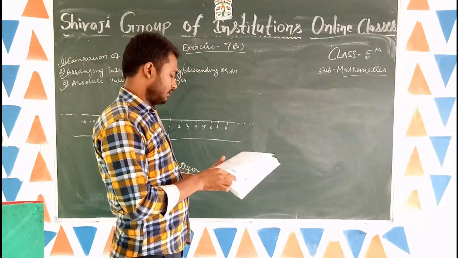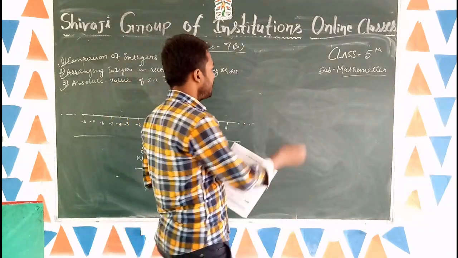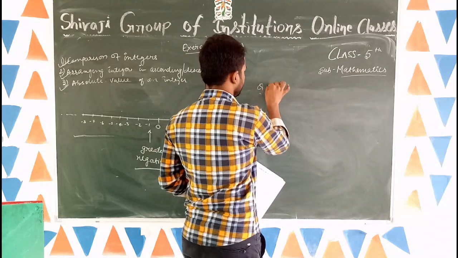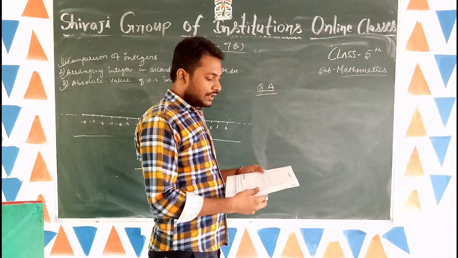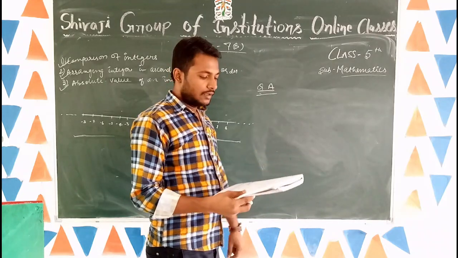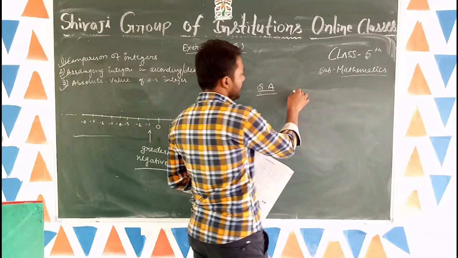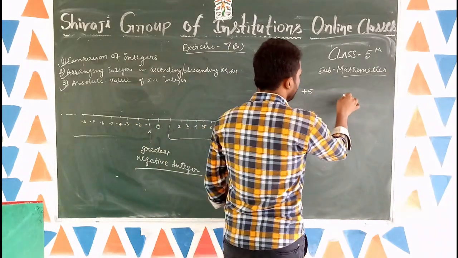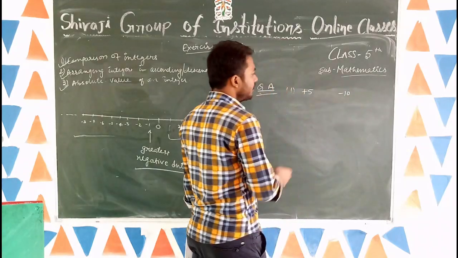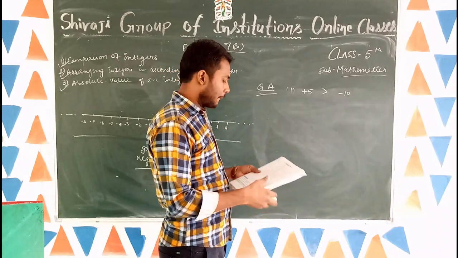Now we will solve question number A of exercise 7b. There are 21 questions. I will solve 4 or 5 questions, and the remaining questions you have to do yourself. The first question is +5 or -10. Which number is greater? It is simply +5 that is greater and -10 is smaller.